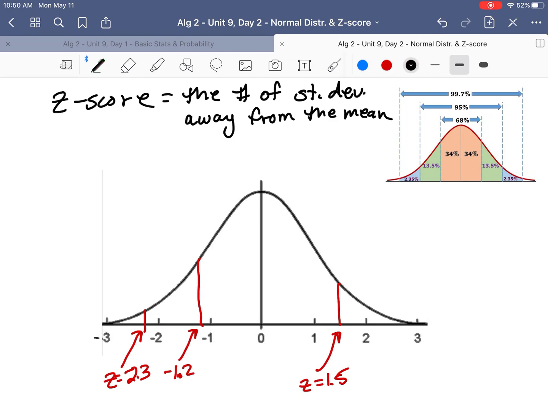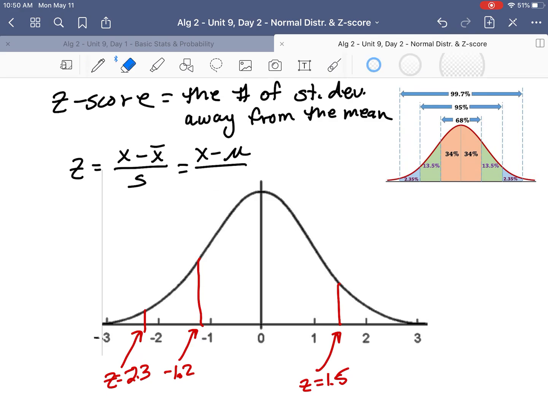And your z-score has a formula. So your z value is equal to x minus x bar over s. Or if you use the other letters, it's x minus mu over the standard deviation. That looks a little ugly, so I'll fix that up. The standard deviation looks like that. So I'm going to label these. In either case, these two right here are your standard deviation. This right here is your mean.